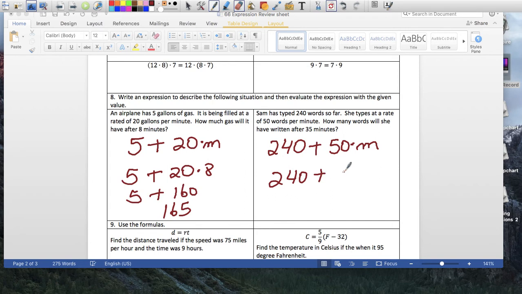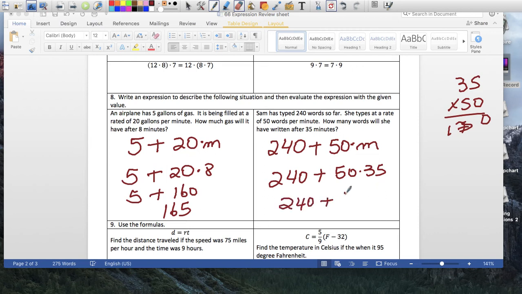So if she continues typing for 35 minutes, so 240 she already has. Let's figure out how much she has after 35 minutes. So it's 50 words per minute, so times 35. So let's multiply that. 35 times 50. So 250 she already had, plus she typed for an extra 35 minutes. That gave her 1,750 words. So the total would be whatever she just typed plus whatever she had. So plus 240. It's going to give us 1,990 words after 35 minutes, okay, because it includes what she typed in 35 minutes plus what she already had in the beginning.